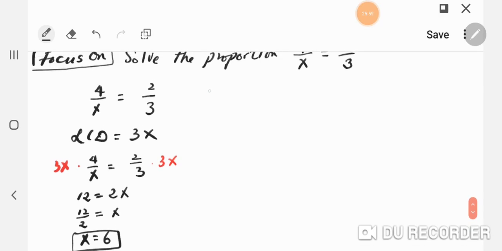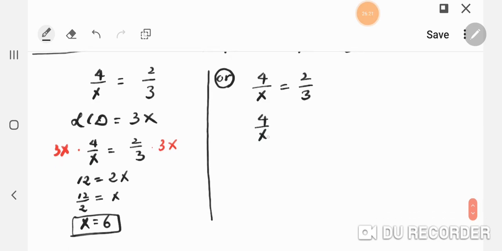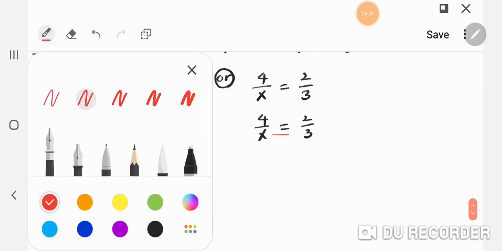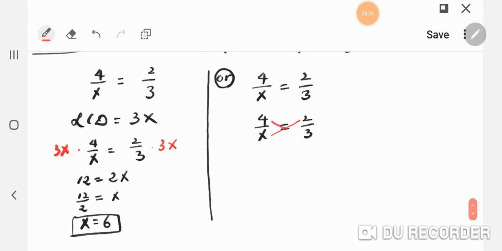So for solving an equation like this, if this equation has one fraction on each side, then you can multiply the equation by the LCD. Or you can try this way. You can do a cross multiply. Cross multiply means you multiply this and then multiply this. So x times 2. That is cross multiply.